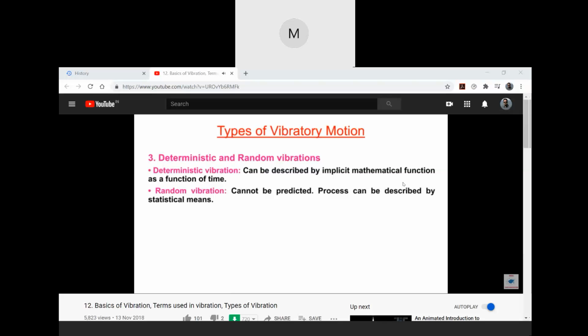Now, an example of random vibration is an earthquake. In that we cannot find exactly what the magnitudes of these vibrations are, because they are randomly changing. That's why they are random vibrations. Understand deterministic and random vibrations.